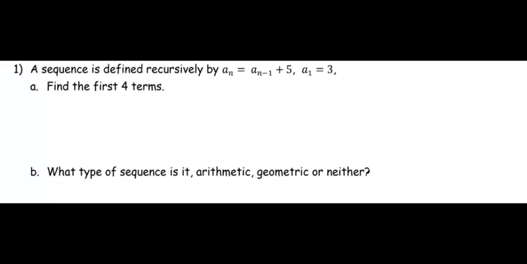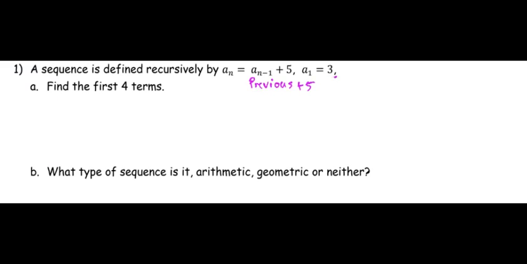Let's take a look at the first example. A sequence is defined recursively by a sub n equals a sub n minus 1 plus 5, and the first term is 3. So let's analyze this rule. This is a sub n. A sub n minus 1 means the previous term, plus 5. Now let's find the first 4 terms.